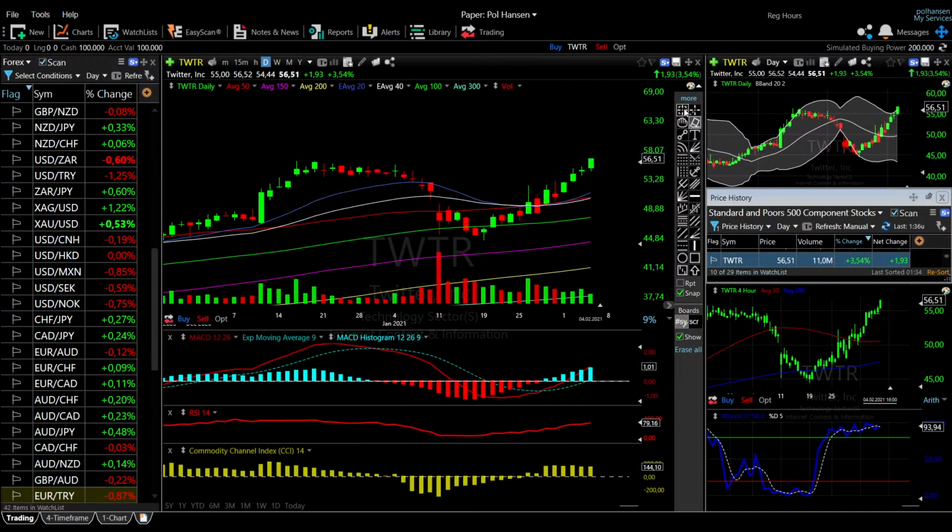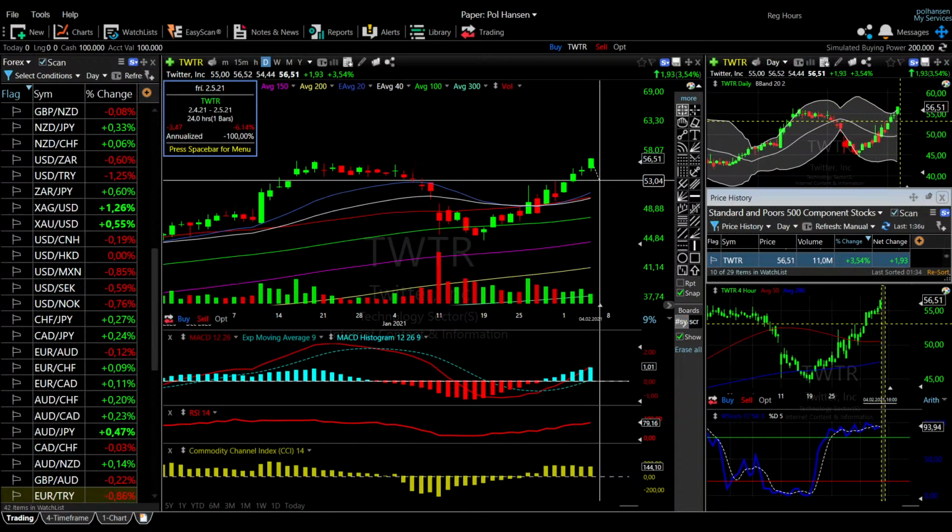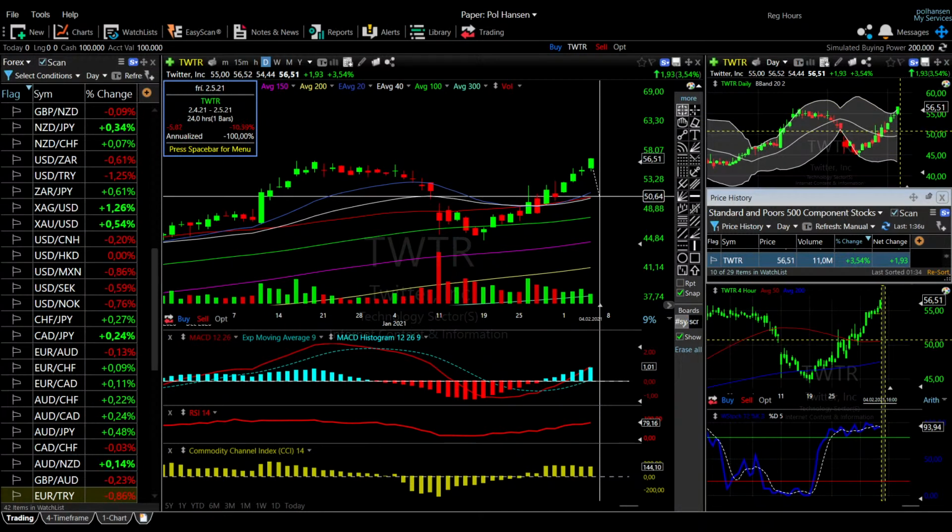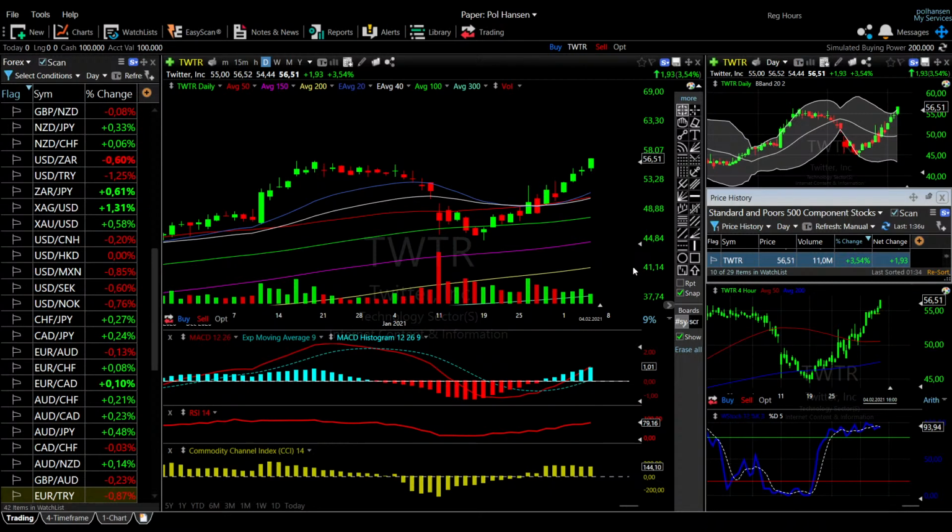That is a drop of around 10%. That is most likely where this is going. We could even drop further than that. 11.67% is most likely where Twitter will drop before it goes higher.